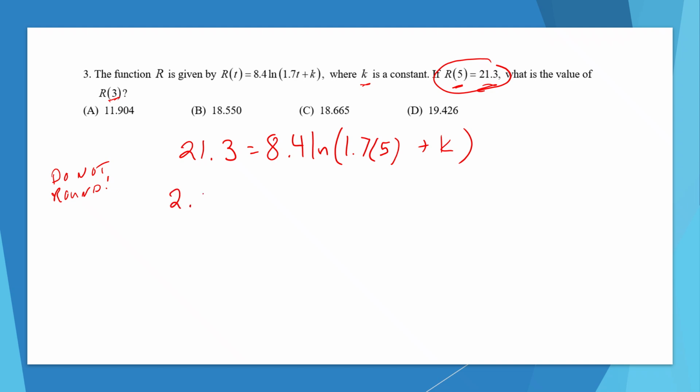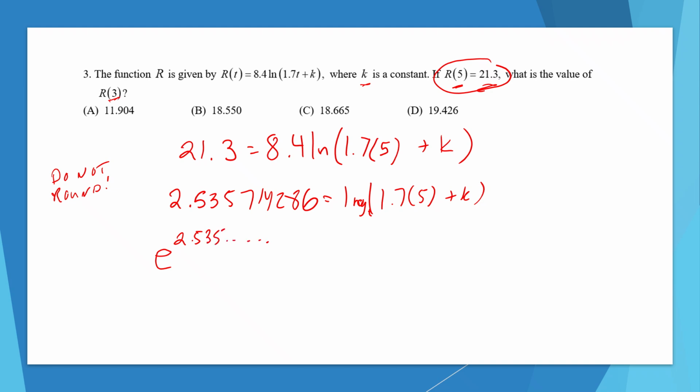So here you should get 2.535714286 equals ln, and then 1.7 times 5 plus k. Remember, ln is log base e. So now I'm going to convert this from logarithmic to exponential. So this should be e to the power of 2.535. I'm not going to write it all out, but I'm going to keep that exact value in my calculator, equals 1.7 times 5, which is 8.5. So I'm just going to simplify that to get 8.5 plus k.